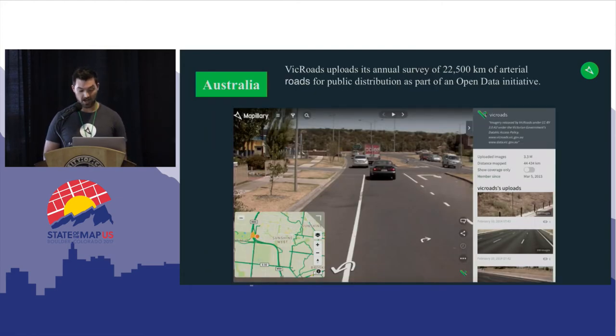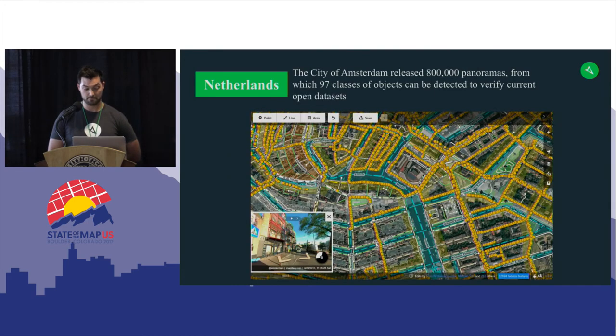In Australia, Vic Roads, which is a transportation agency in the state of Victoria in Australia, they take an annual survey of over 22,000 kilometers of photos along their arterial roads. And each year, they're planning to continue uploading these onto Mapillary as well. Very importantly, this allows comparing photos over time, which is a feature we also offer on our website and are looking to put into more integrations.